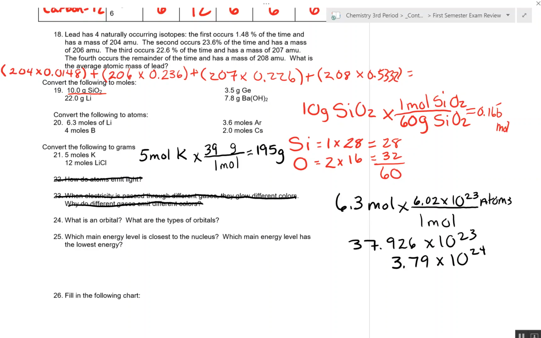All right. You don't have to worry about 22 and 23. What is an orbital? Energy level. What lives there? Electrons. What are the 4 types of orbitals? Letters. S, P, D, and F.